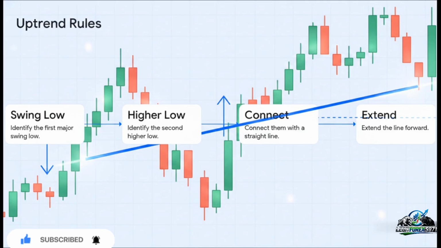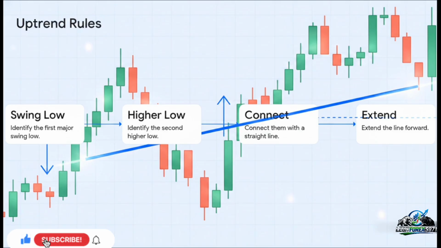Step 1, identify the first major swing low in the market. Step 2, pinpoint the second higher low. And listen, this has to be a clear, unquestionable pivot point. Step 3, connect those 2 points with a straight, clean line. And Step 4, simply extend that line forward into the future. Boom, that extended line just became your highly probable future area of interest.